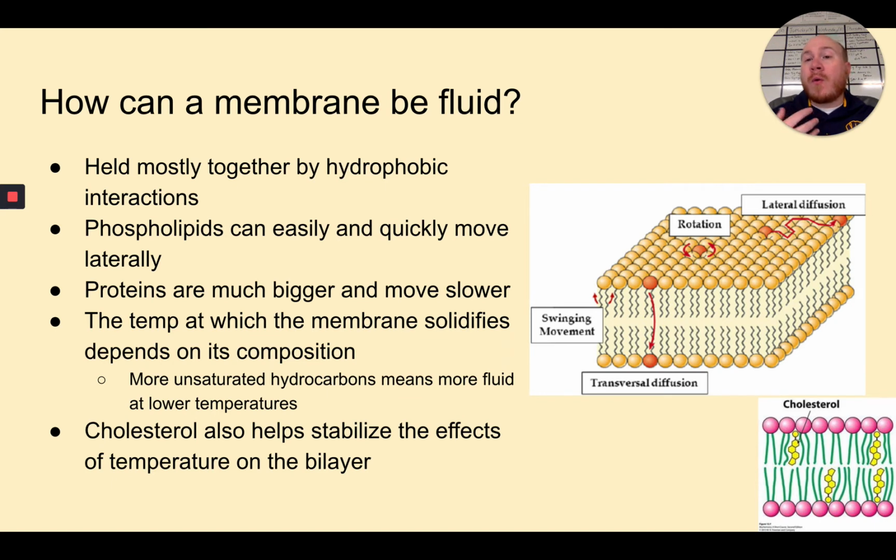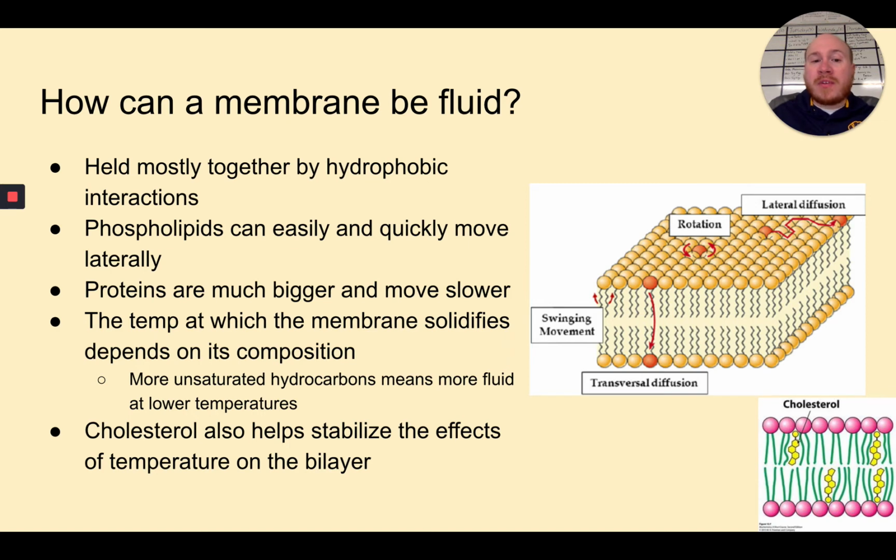And what happens is more unsaturated hydrocarbons mean more fluidity at lower temperatures. So if you're an organism, like an animal that lives in very cold temperatures, let's say a seal, you would expect to find many more unsaturated hydrocarbons in the cell membranes than you would in other organisms that live in a tropical area. You can see that animals that live in cold environments generally have more cholesterol in their food.